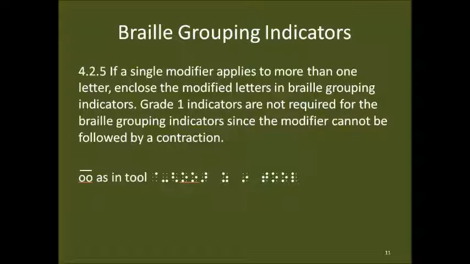Now, remember, indicators are not in print. So if you have actual parentheses around the OO as well, you need to show the print parentheses there because they are in print. So the Braille grouping indicators do not take the place of parentheses that are actually there in print. You will need to show both.